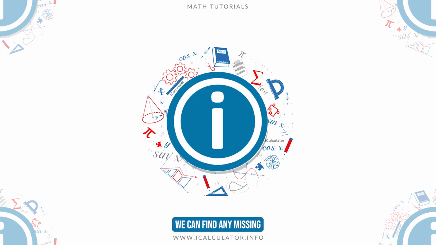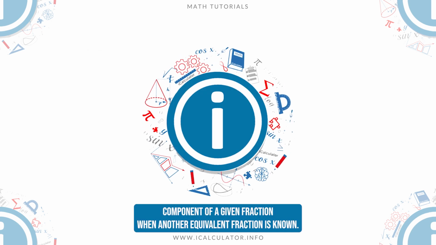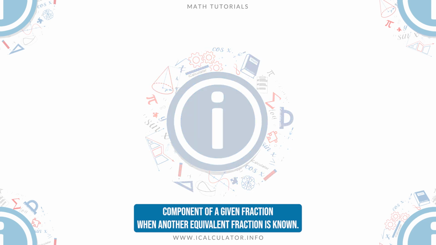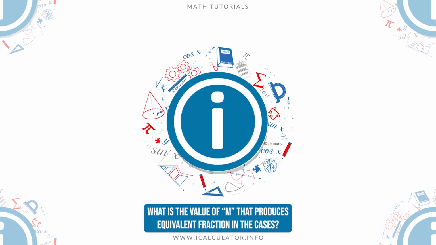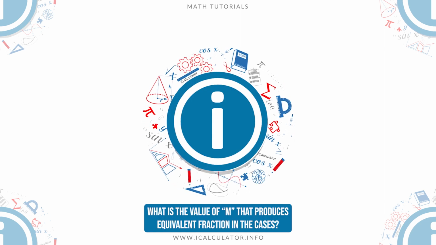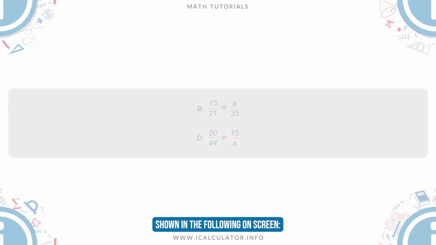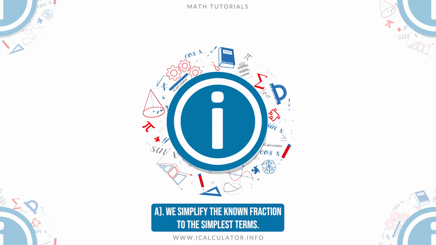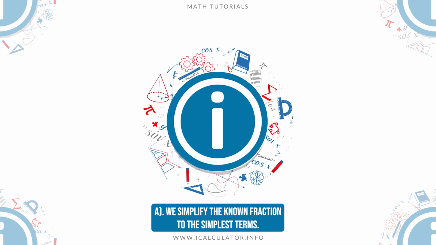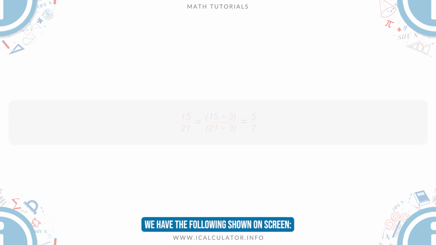We can find any missing component of a given fraction when another equivalent fraction is known. Example 2. What is the value of m that produces equivalent fraction in the cases shown in the following on screen? Solution 2. A. We simplify the known fraction to the simplest terms. We have the following shown on screen.